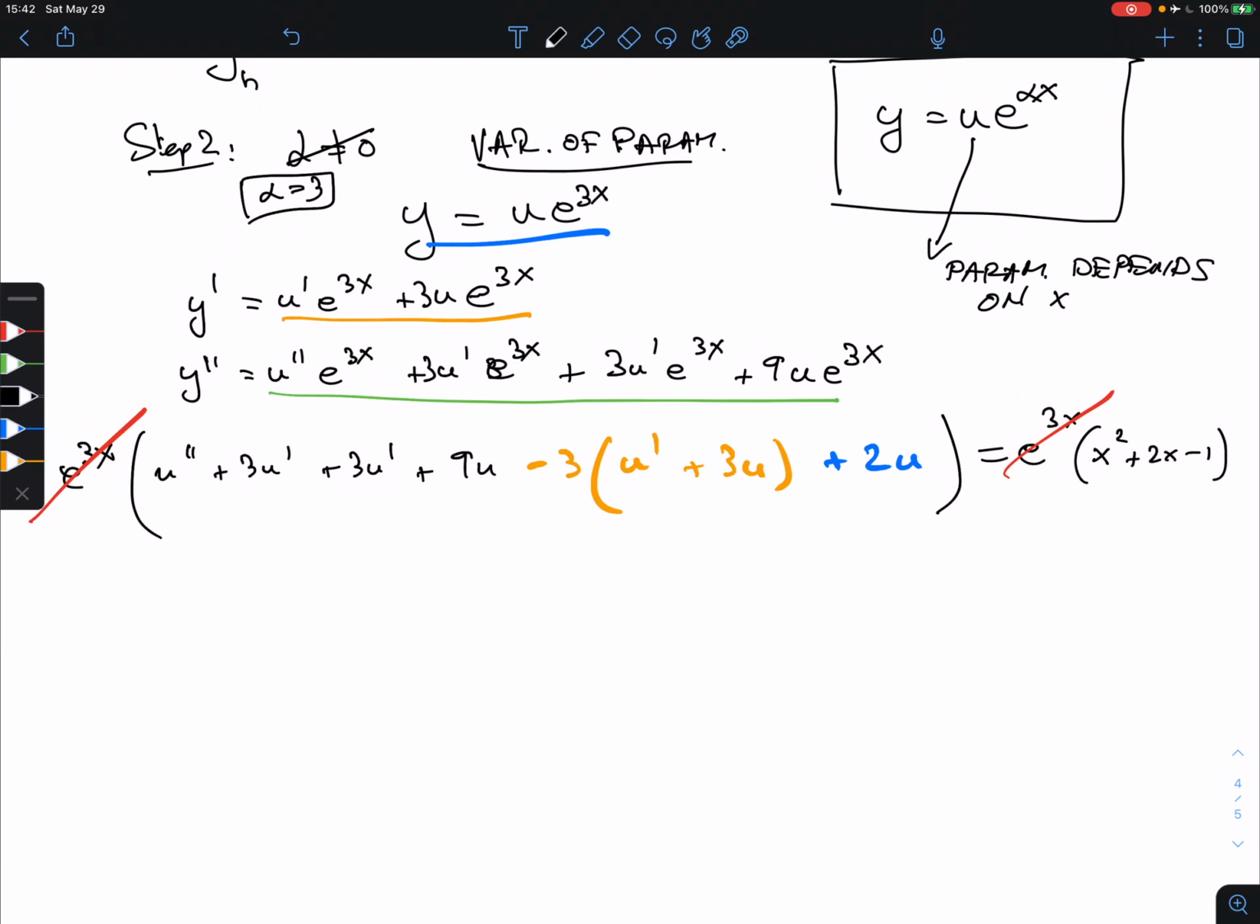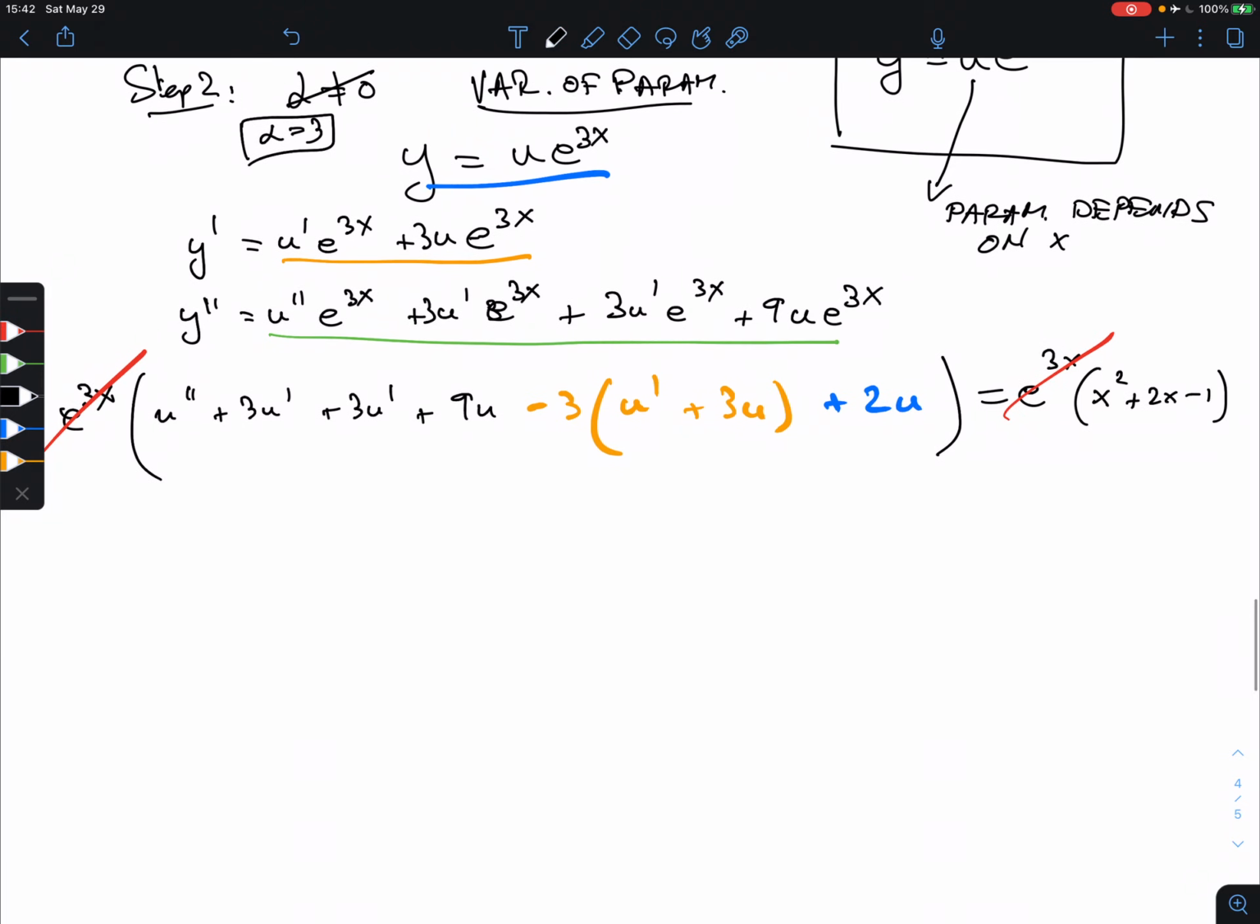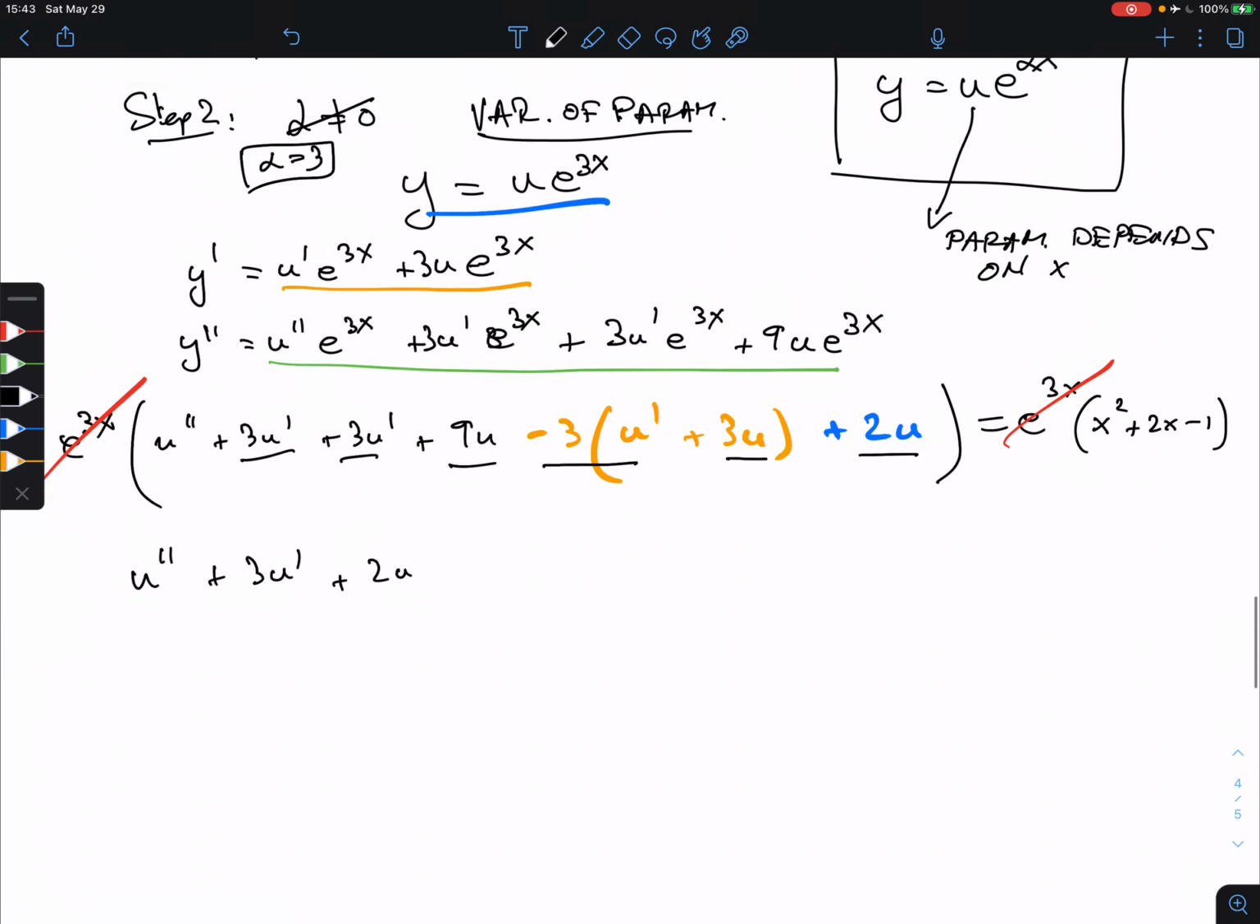Okay, let's group things together. What do we have on the right and left hand side? We have a second order constant coefficient equation in u. Let's write down what it is. There's a u double prime, then there's a 3u prime, a 3u prime, and a minus 3u prime. So there's in total a 3u prime left. And then we have a 9u minus a 9u, they cancel out, but there's another plus 2u.